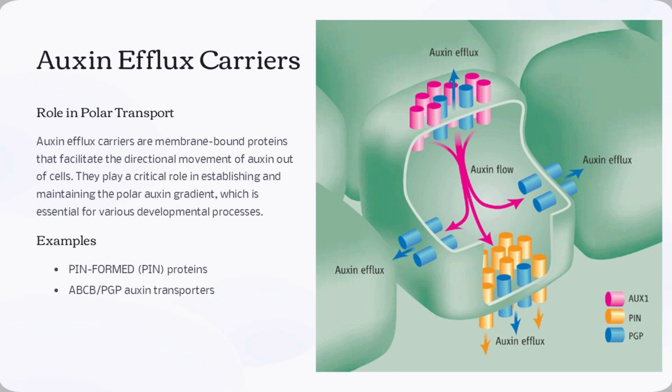Auxin efflux carriers are proteins that pump auxin out of plant cells, allowing it to move directionally. This directional auxin movement, or polar auxin transport, is critical for establishing auxin gradients that guide plant growth and development. Two major families of auxin efflux carriers are the PIN proteins and the ABCB/PGP transporters. PIN proteins are particularly well studied and play a central role in directing auxin flow within the plant. Understanding how these auxin efflux carriers function is key to understanding the mechanisms behind many auxin-regulated processes in plants.